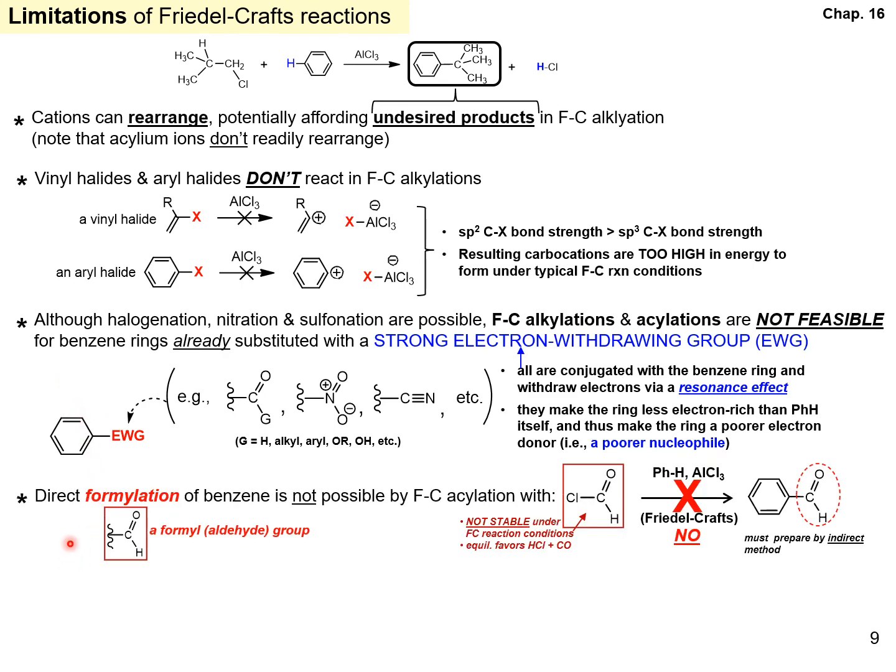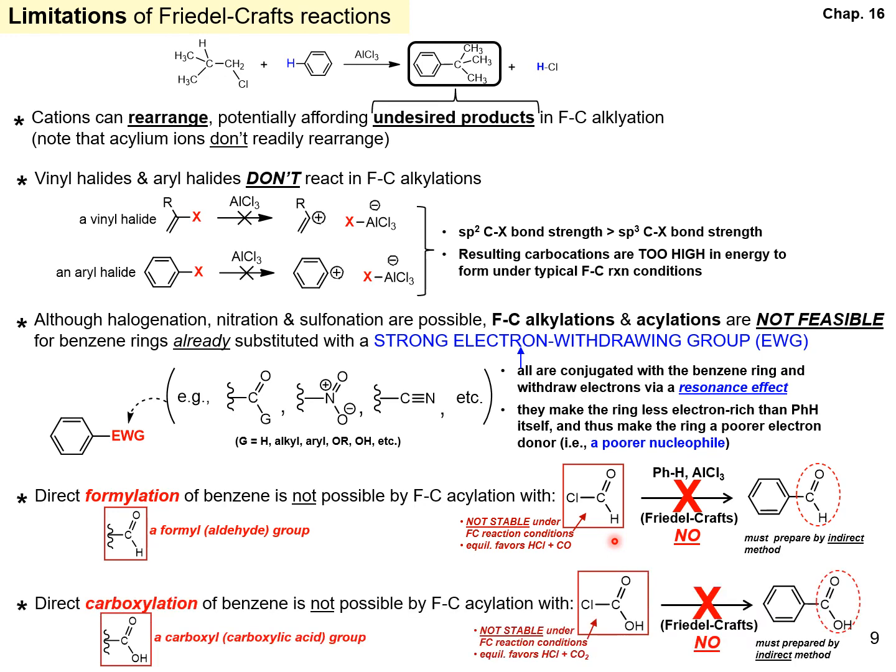Another trap that sometimes people fall into is trying to put an aldehyde group or a formyl group onto a benzene ring by this type of Friedel-Crafts acylation, where you're using this as a substrate. And I mentioned before that you can't have hydrogen here. This is not stable under the Friedel-Crafts reaction conditions. Equilibrium favors HCl and carbon monoxide. So therefore, that's not a feasible Friedel-Crafts reaction.